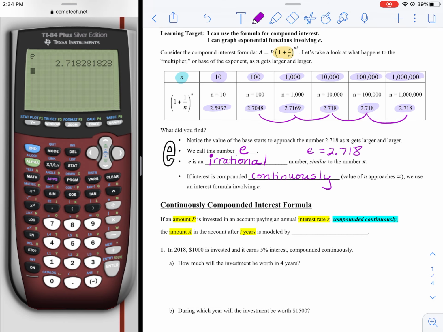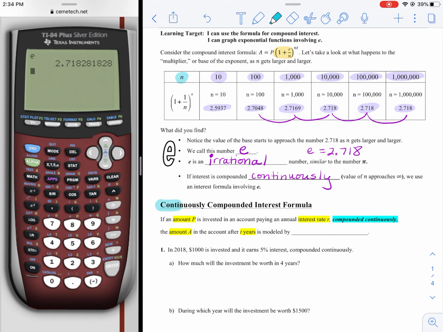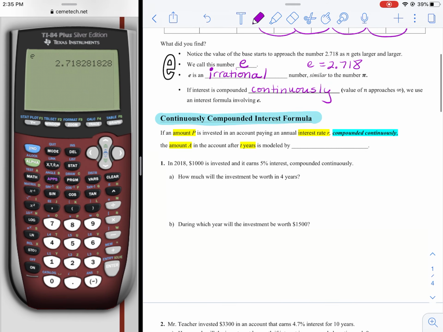So what you'll notice in this next formula, called the continuously compounded interest formula, is that it involves a base of E. We already know the compound interest formula, which involves an N for the number of times interest is compounded. For the continuously compounded interest formula, we use the equation A equals P times E to the RT. That RT is in an exponent. It's a product in the exponent. So this is also known as the PERT formula.